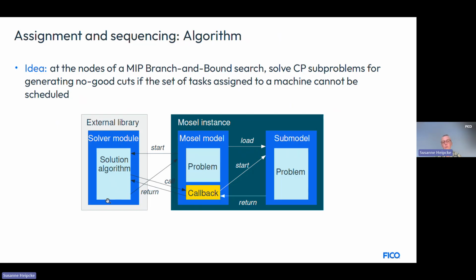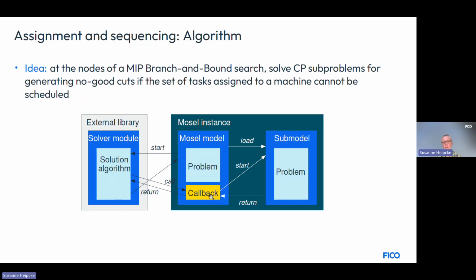And at predefined places, I'm using the callbacks. This is, of course, implemented in C, calling back into Mosel so that some user code is executed here, and this will then prompt the execution of these submodels to see: I have an assignment of jobs to machines now. Can I complete the sequencing to match the release and due dates for jobs that I've got?